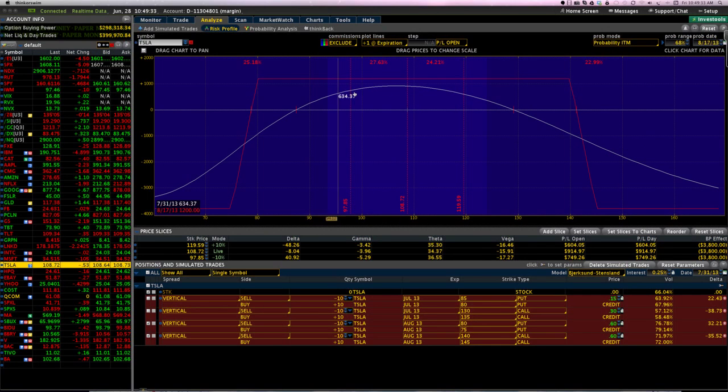You can put it in the August series. It's got 49 days left to expiry, but you don't have to hold it for 49 days. Even if you hold it for 30, 35 days, you'll see that quite a bit of time decay is going to come out of these options.